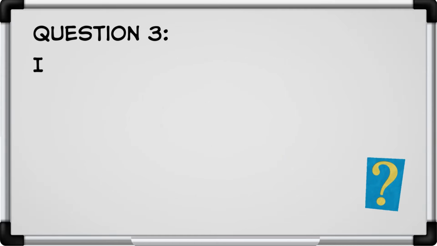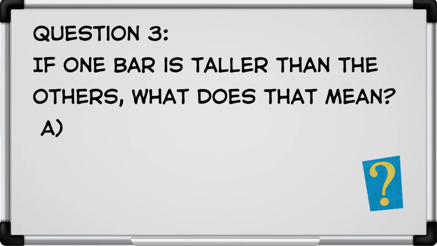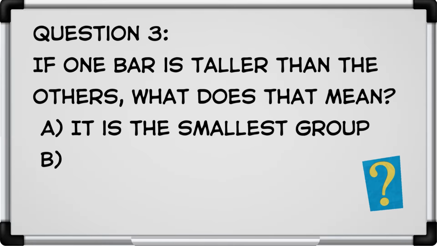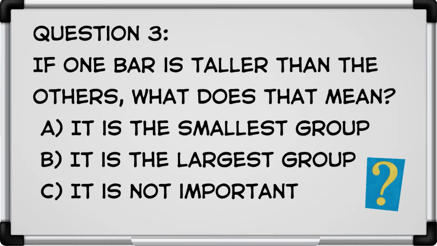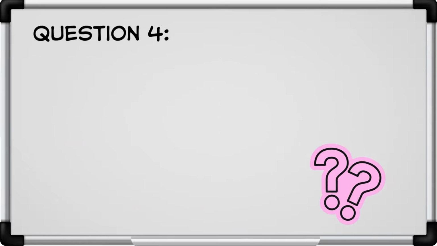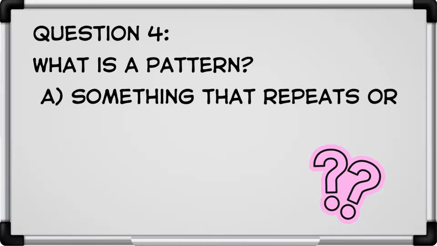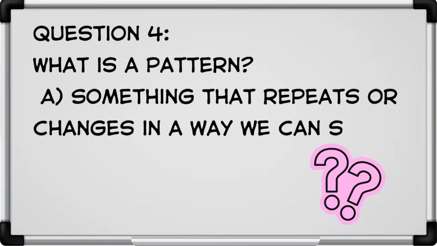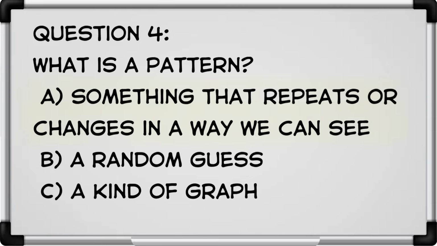Question 3. If one bar is taller than the others, what does that mean? A. It is the smallest group. B. It is the largest group. C. It is not important. Answer B. Question 4. What is a pattern? A. Something that repeats or changes in a way we can see. B. A random guess. C. A kind of graph. Answer A.